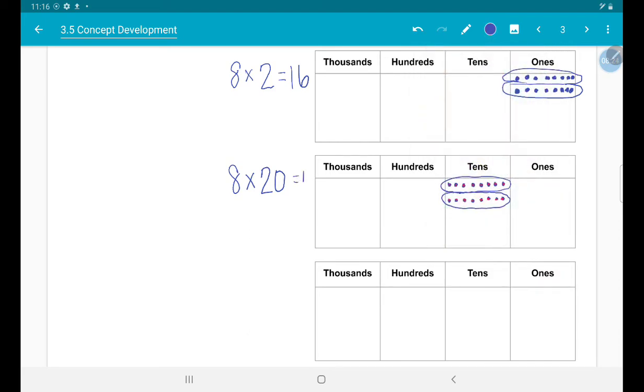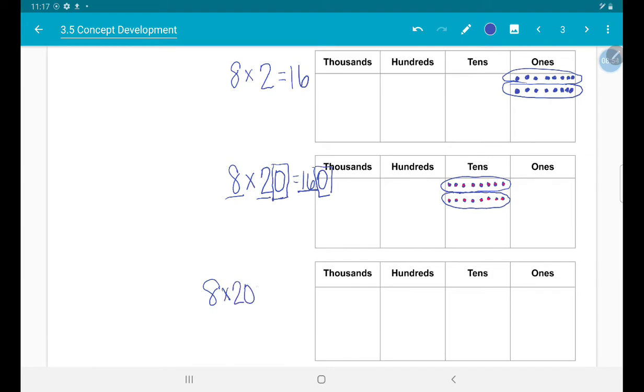8 times 20 equals 160. 8 times 2 is 16. We're in the tens place value, so I'm going to add a 0 to my product to put it into the tens. Now we could do 8 times 200.